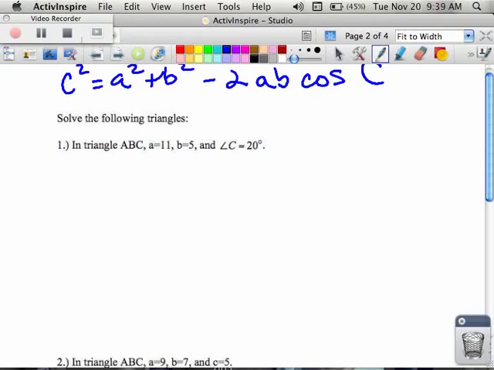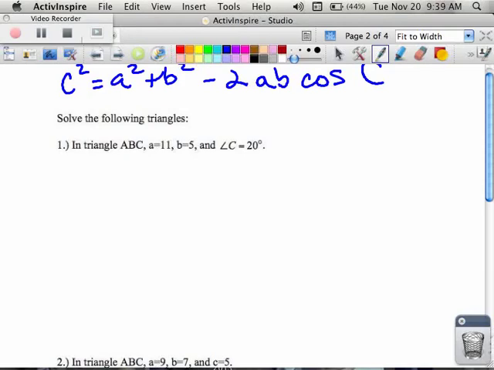Alright, so in this particular problem, it says solve the triangles. When you see the word solve, that means find all of the pieces. So they give me 1, 2, 3 pieces. How many pieces are left in the triangle? 3 more. So I have to find 2 angles and 1 side. That's what I'm going to do.